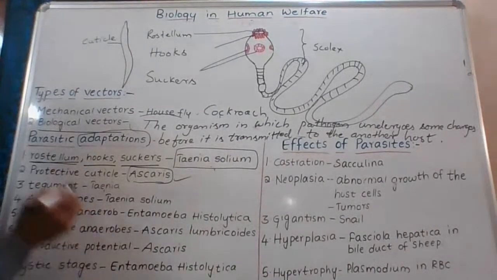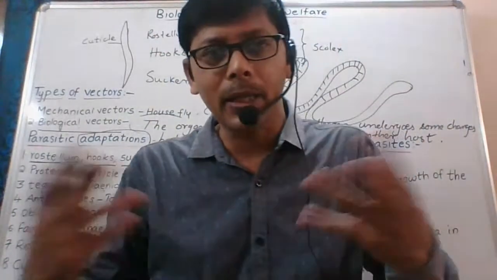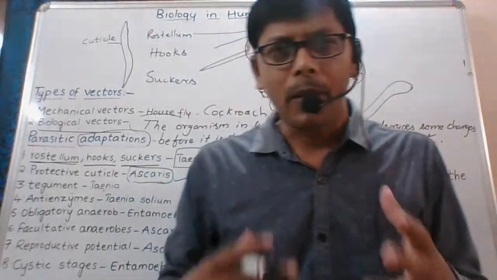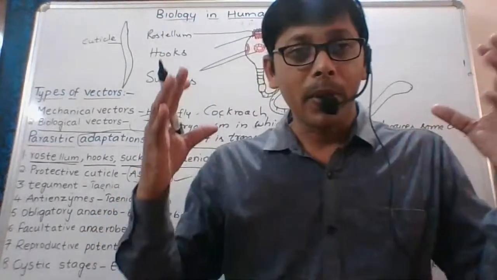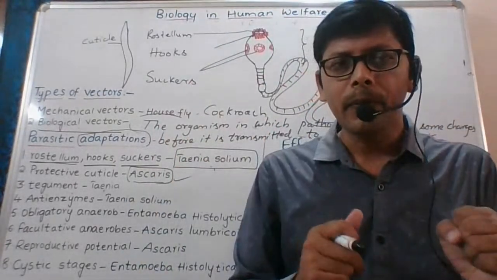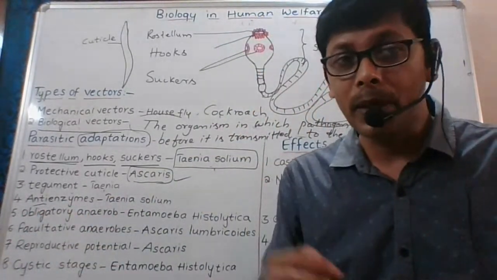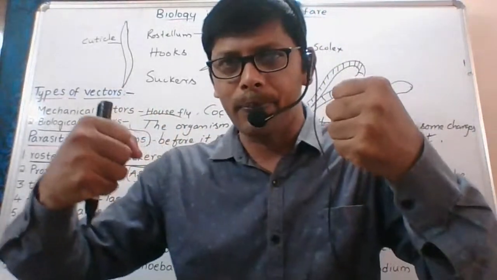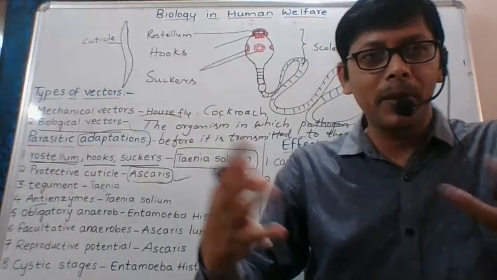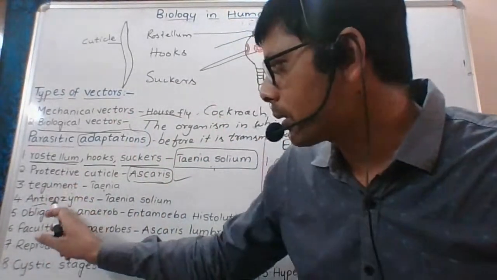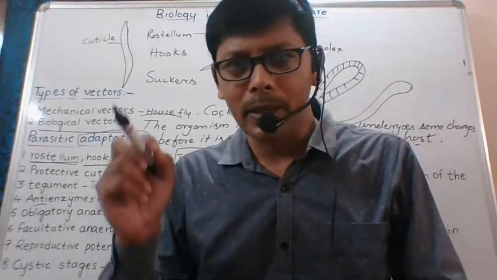Okay, now come to the next one. Anti-enzyme. Taenia solium is capable of producing some anti-enzymes. What is meant by anti-enzyme? Our digestive system has different digestive enzymes in the intestine, which may attack Taenia solium. Taenia solium, on the other hand, produces anti-enzymes. Why are they called anti-enzymes? These enzymes neutralize our enzymes. For example, this is our enzyme, and Taenia solium produces another enzyme which neutralizes our enzyme. Therefore, our enzyme cannot attack that parasite. This is one parasitic adaptation.